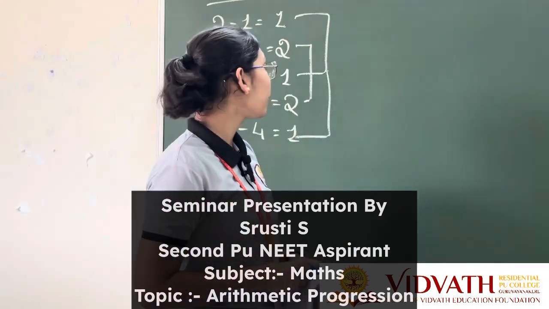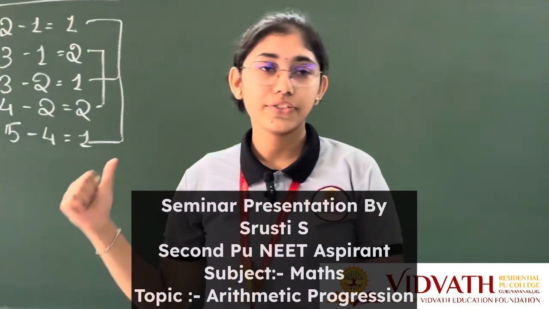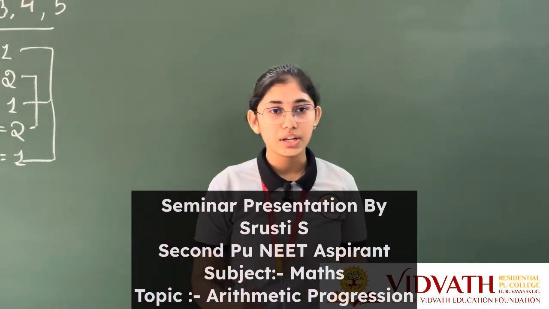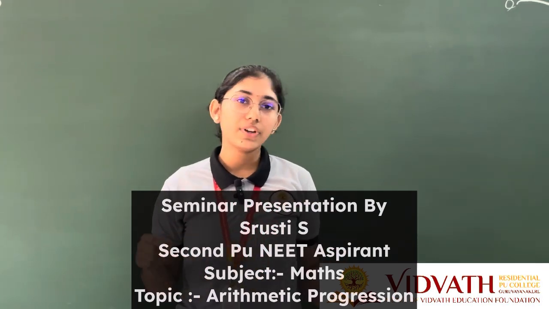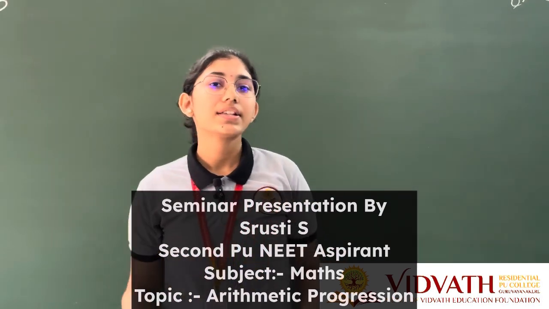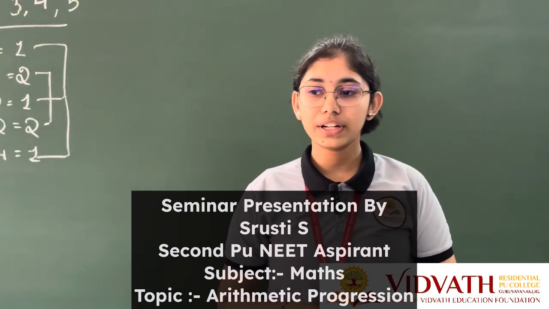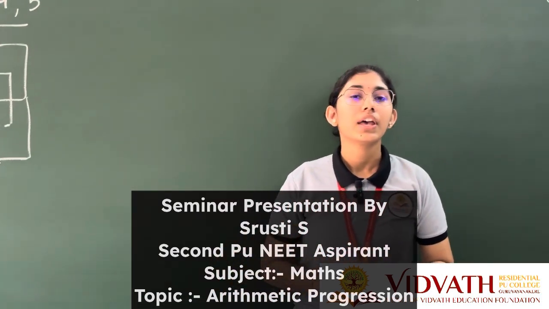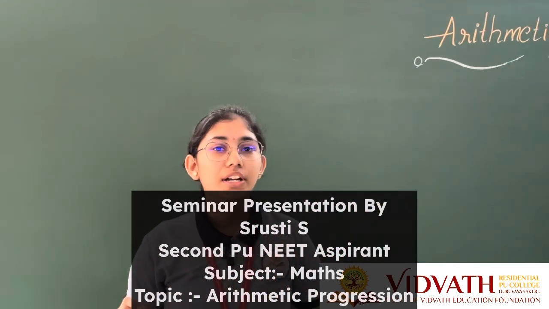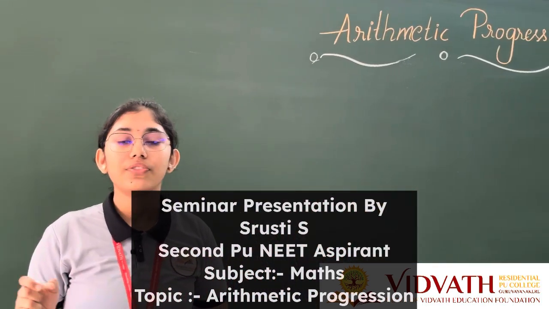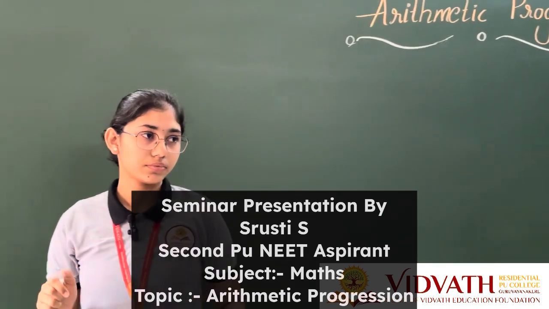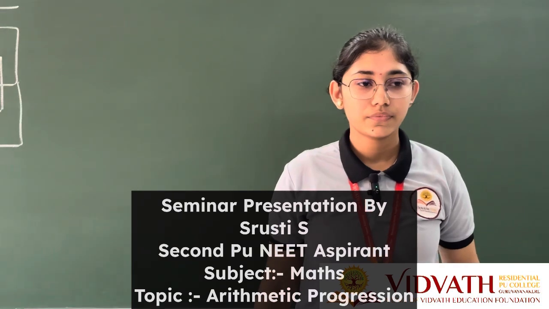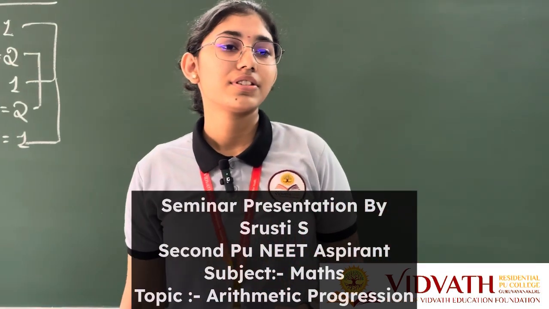Okay. Now, let's define what is arithmetic progression. An arithmetic progression is a progression in which the difference between any two consecutive terms is the same. Can anyone repeat? The progression in which the difference between any two consecutive terms is the same is known as, yes, what's it?